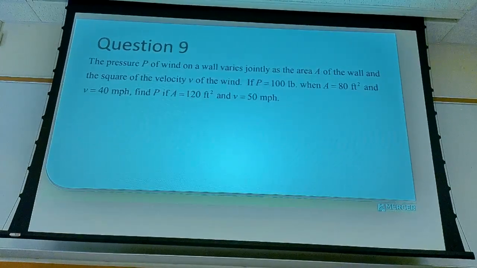Pressure. In this case, we're looking at pressure of wind. So pressure of wind on a wall varies jointly as the area of the wall and the square of the velocity of the wind. So that should actually be surface area of the wall.